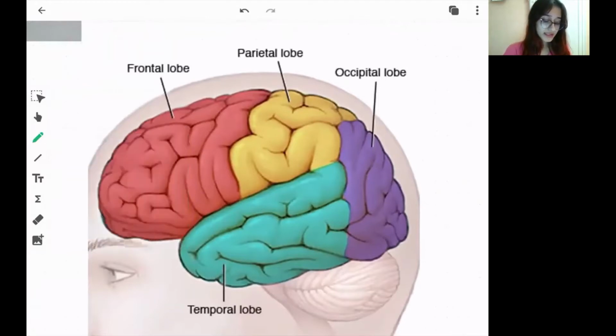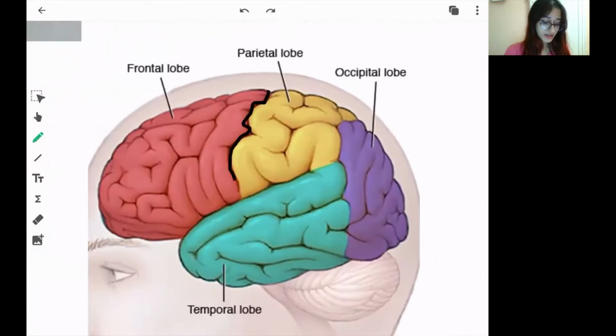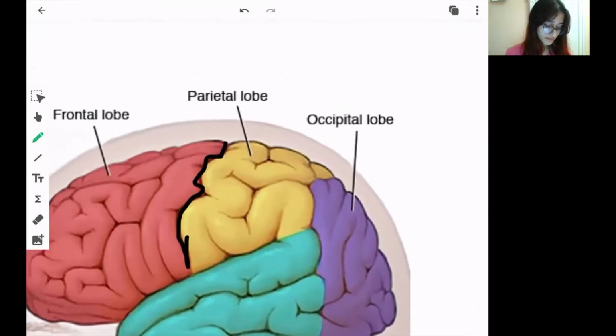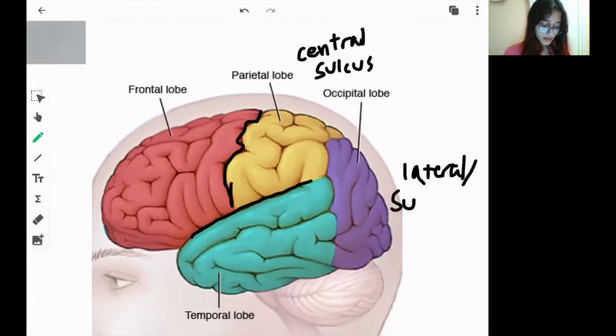First of all, there is a central sulcus. This is the central sulcus that divides the frontal lobe from the parietal lobe. And then there is the lateral, or the Sylvian sulcus. It divides the upper frontal and parietal lobe from the temporal lobe.